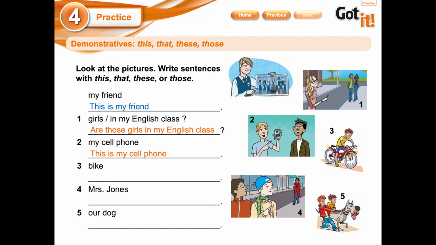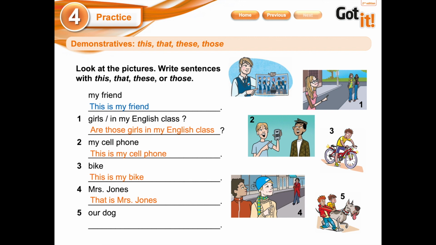"Bike." And you have the photograph here. Pay attention. This is my bike. Excellent. Let's continue with number 4. I think that picture number 4 is very, very similar to number 1, but pay attention to the difference. Here it's only one. Before, you had 2 girls. So, Mrs. Jones, that is Mrs. Jones, because you are far, you are not near, and you are talking about only one person.